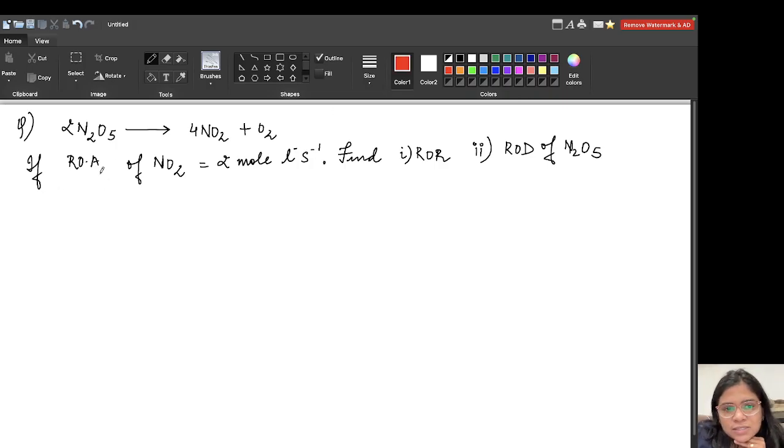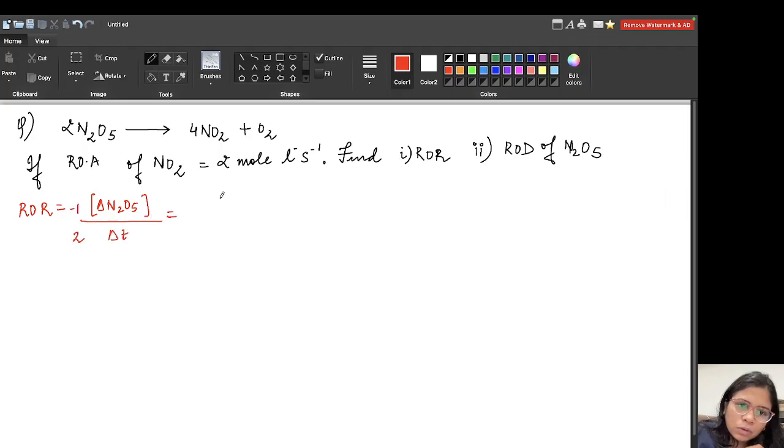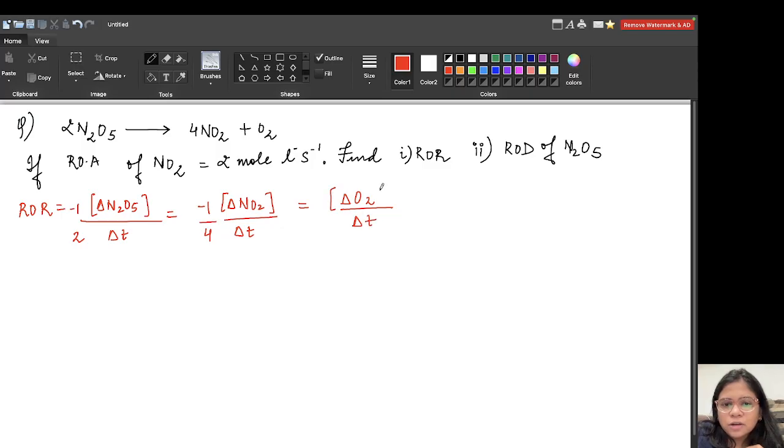Okay, just write the reaction for now. How do you write the rate of reactions? Rate of reaction will be equal to minus delta N2O5 by delta t, which equals minus half delta NO2 by delta t, which equals minus 1 by 4 delta O2 by delta t. This is how you write the rate of the reaction.